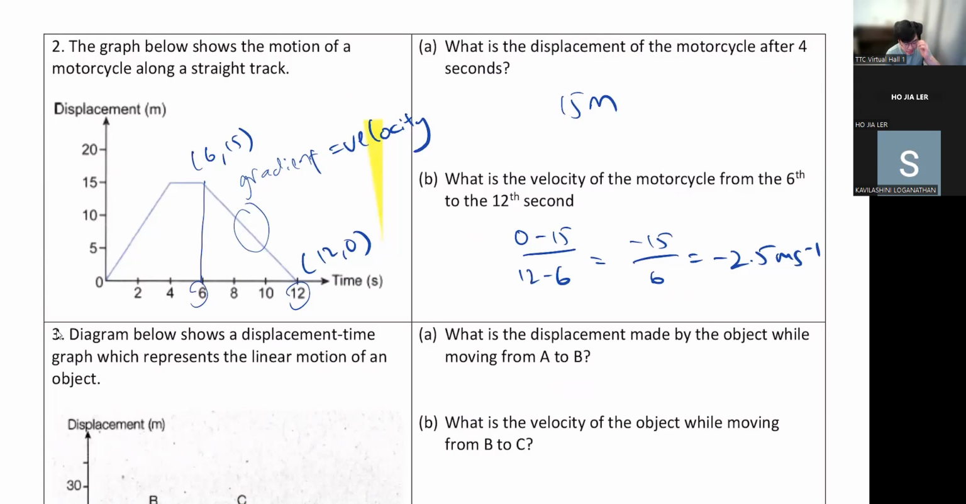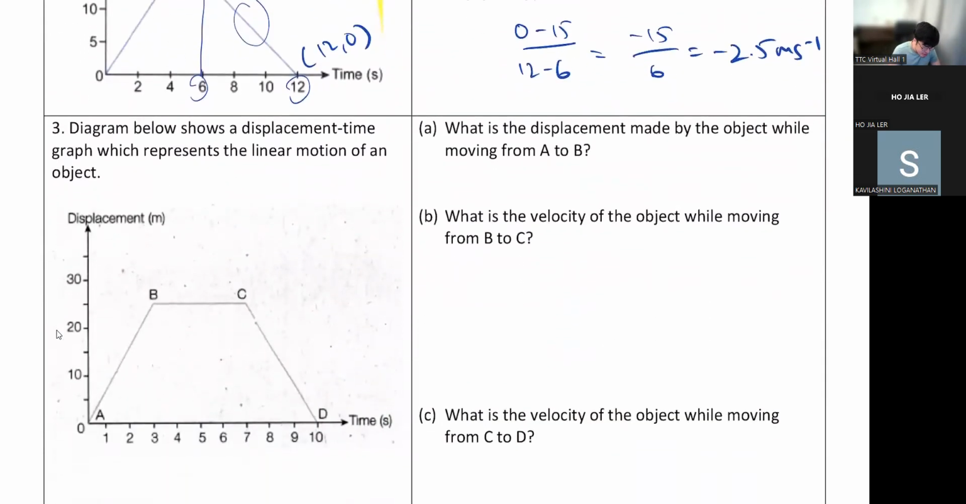Remember last week? Right, so number 3, again, you have the displacement-time graph here. What is the displacement made by the object while moving from A to B? From A to B, how much did it move? This would be your 25 meters.